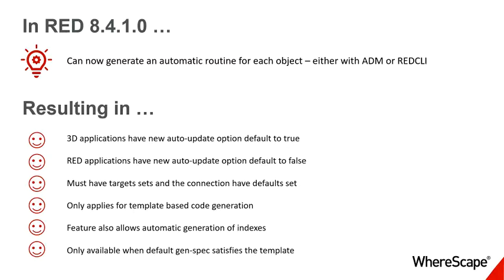This feature only applies for template-based code generation, and there's an auxiliary option where it auto-generates indexes should your target database type require indexes. It's important to note that this feature is only available if the default gen spec satisfies the requirements of the template.